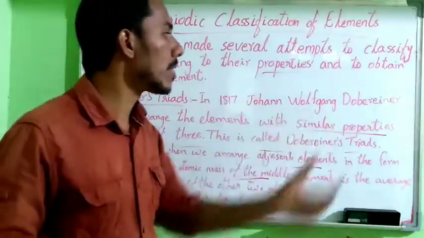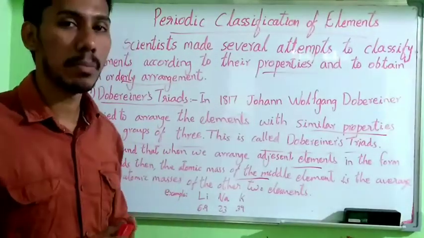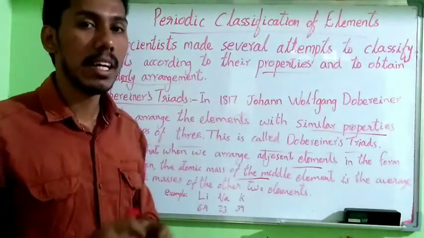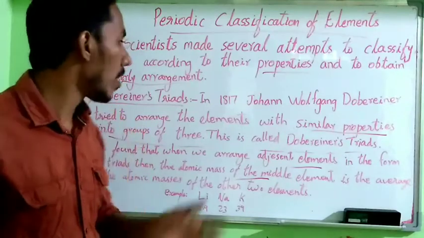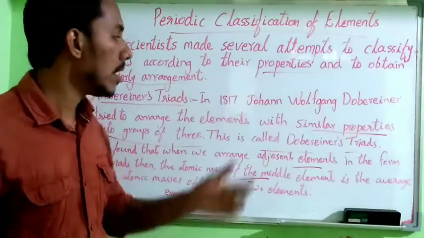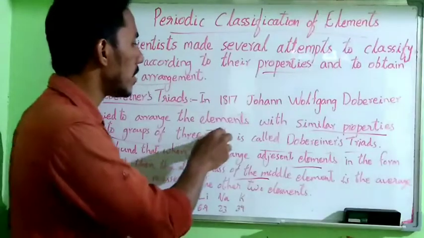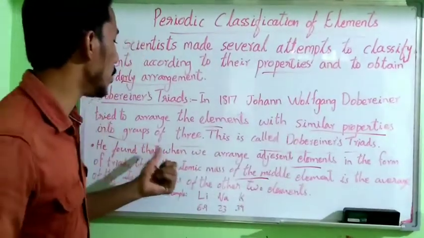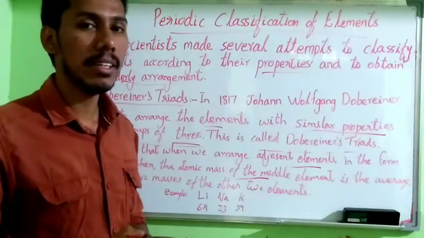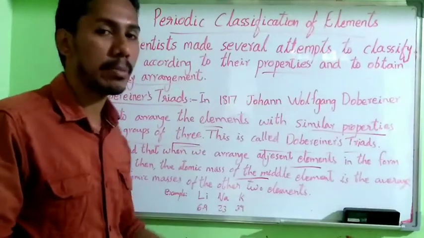Firstly, Johann Wolfgang Dobereiner started to classify these elements based on their properties. It was in 1870. He made groups of three and called them triads. That is why it is called Dobereiner's triads. In 1870, Johann Wolfgang Dobereiner tried to arrange elements with similar properties into groups of three. For example, lithium, sodium, potassium.